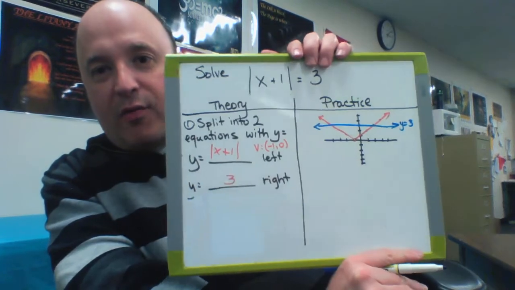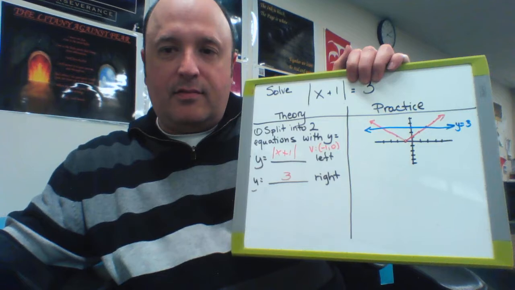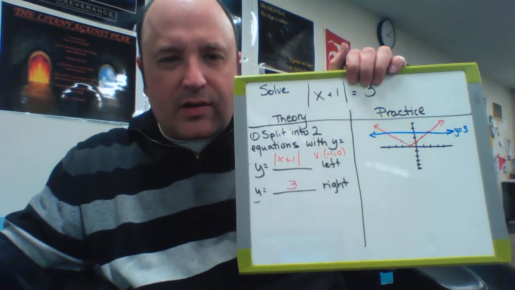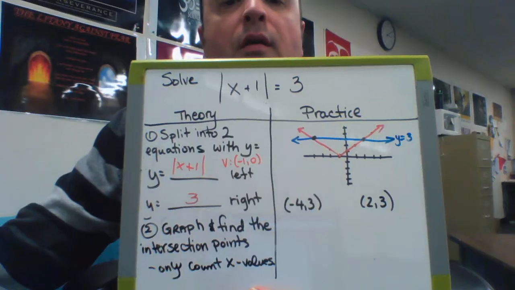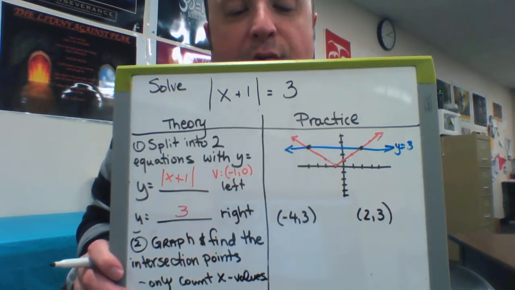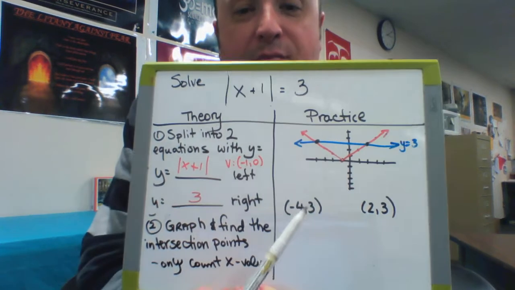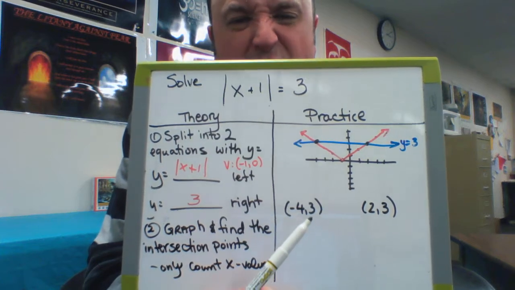And just like in our original stuff, we find out where they cross. Remember our answers, what was it? 2 and -4. Let's see if this turns out to be that way. Okay, so there's where they cross: (-4, 3) and (2, 3). We know that the y values have to be equal to 3 because we drew them y is equal to 3. So the y values are 3.